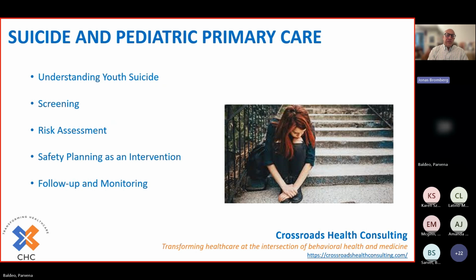I'm going to review very briefly some things that were covered last month by Dr. Dickstein, and I'm going to go through that very quickly. It may sound like speed talking, but it'll get us to the point where we're going to talk about risk assessment, safety planning, and follow-up, which is really the meat of what we're going to talk about today.